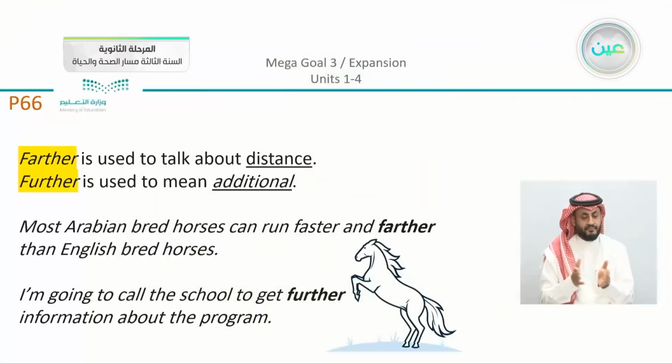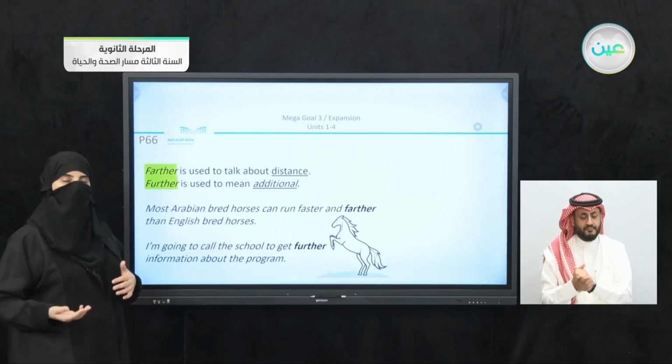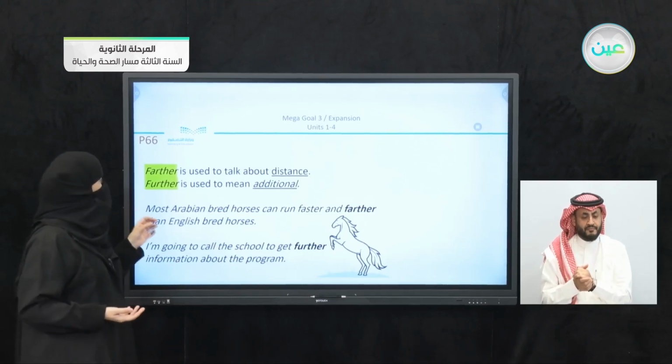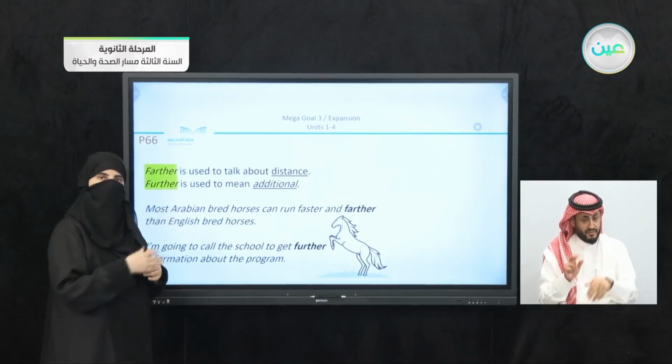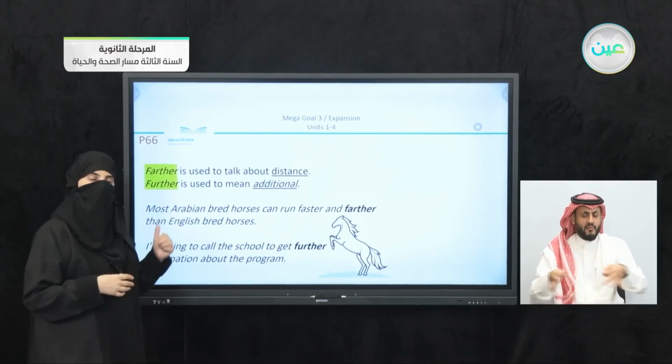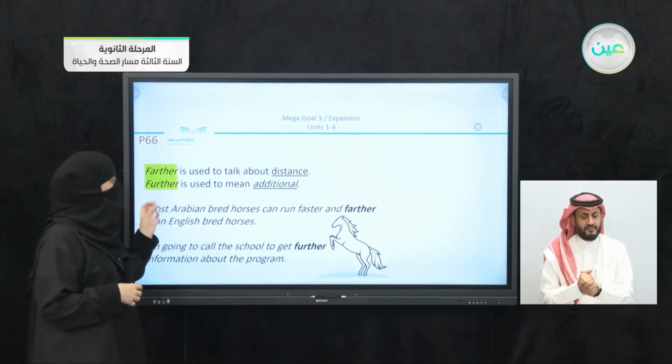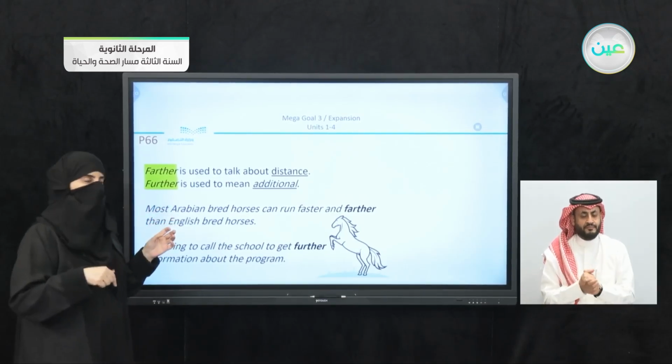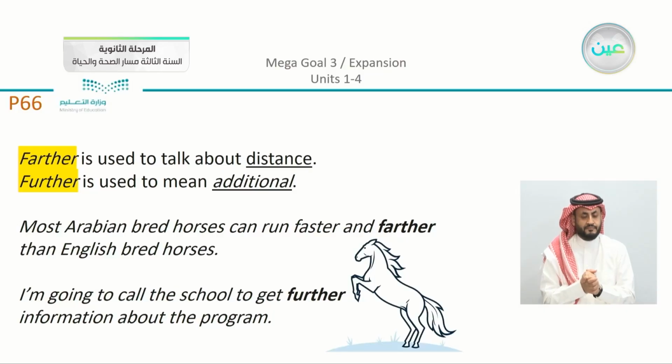Also, we can add that we have here 2 words, the words further and farther. Now, farther is used to talk about distance. Further, however, is used to mean additional. Most Arabian bred horses can run faster and farther than English bred horses. I'm going to call the school to get further information about the program.